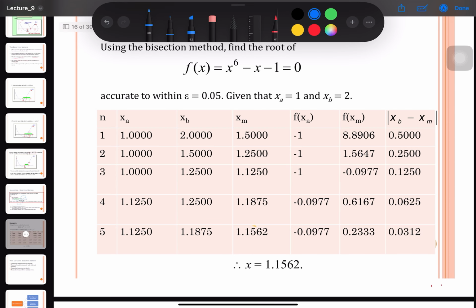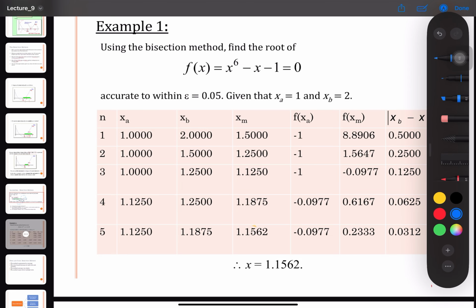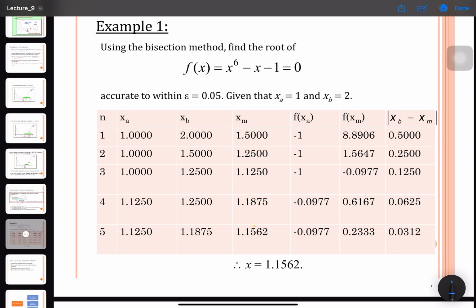Okay. Let's start with the examples for you to get a clear view. Example 1.